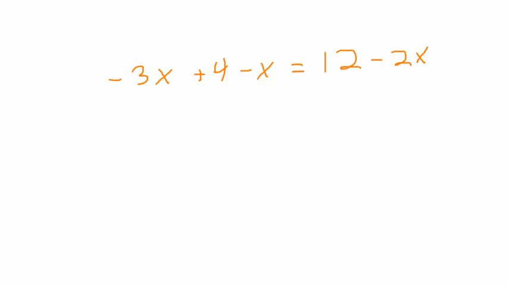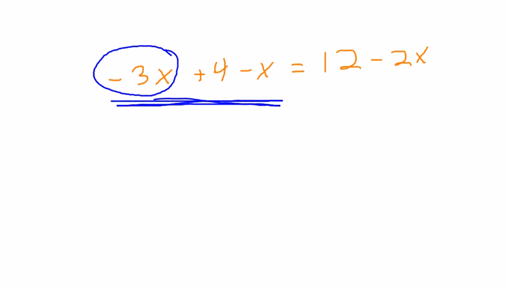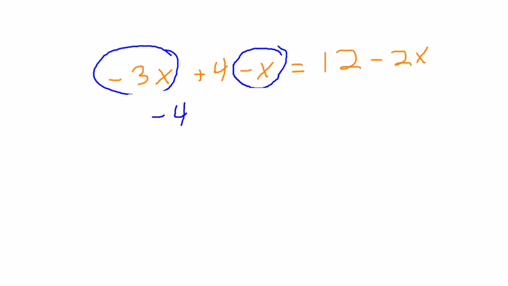Now, the first thing you might notice is that on the left side of our equation, we have two like terms that we can combine, right? We have a negative 3x, and we have a minus 1x. So before we do anything else, it would be a good idea to combine these two like terms. So what is negative 3x minus 1x? Well, that's simply negative 4x, right? Because negative 3 minus 1 is negative 4. So we have a negative 4x plus 4 equals 12 minus 2x.